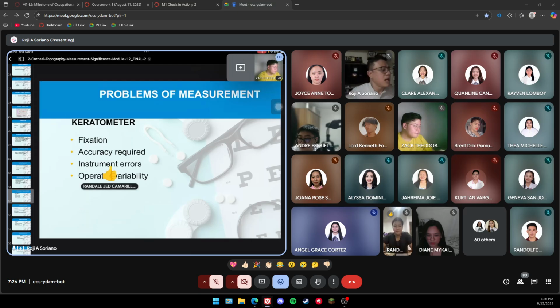Next, operator variability. Can someone explain that?